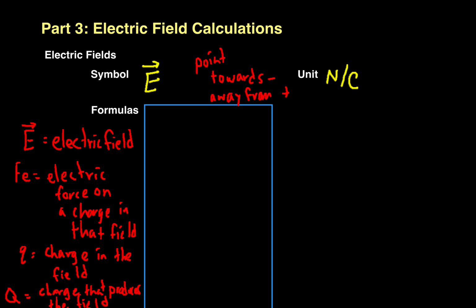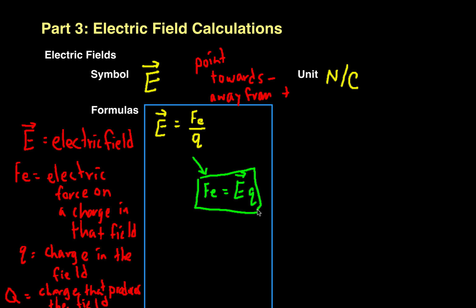The first formula is found on your formula sheet. The electric field is equal to the force on a charge in the field divided by the magnitude of the charge placed in that field. This isn't a really useful arrangement, but it's what appears on your formula sheet. I find it more useful to rearrange it and write it as Fe equals EQ. This is a more useful rearrangement because it allows us to calculate the force of a charge in a field.